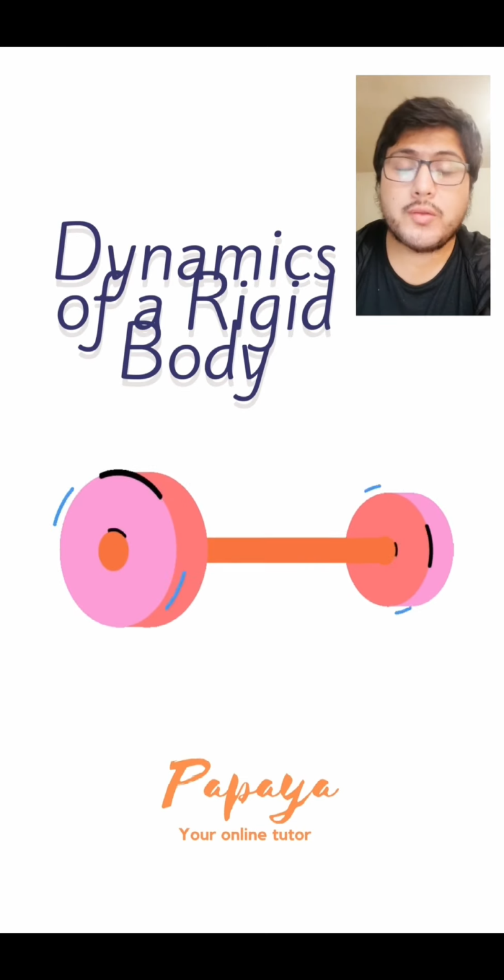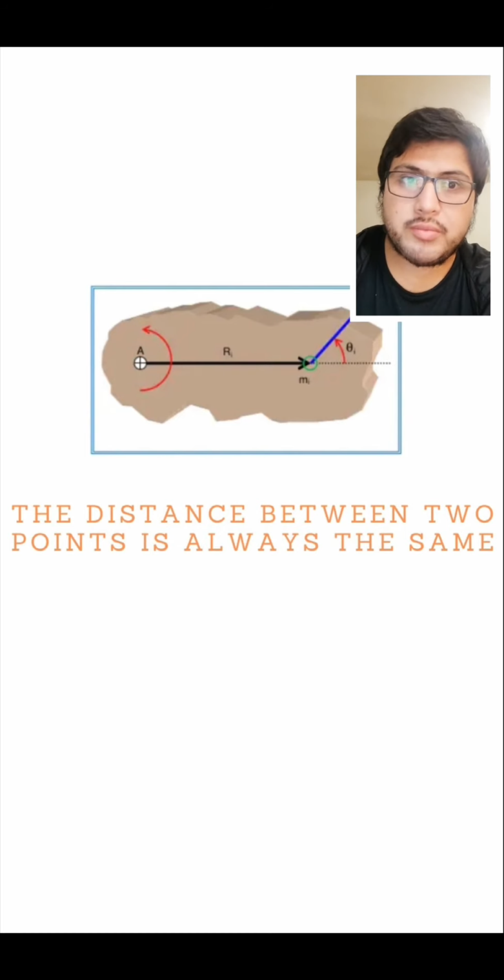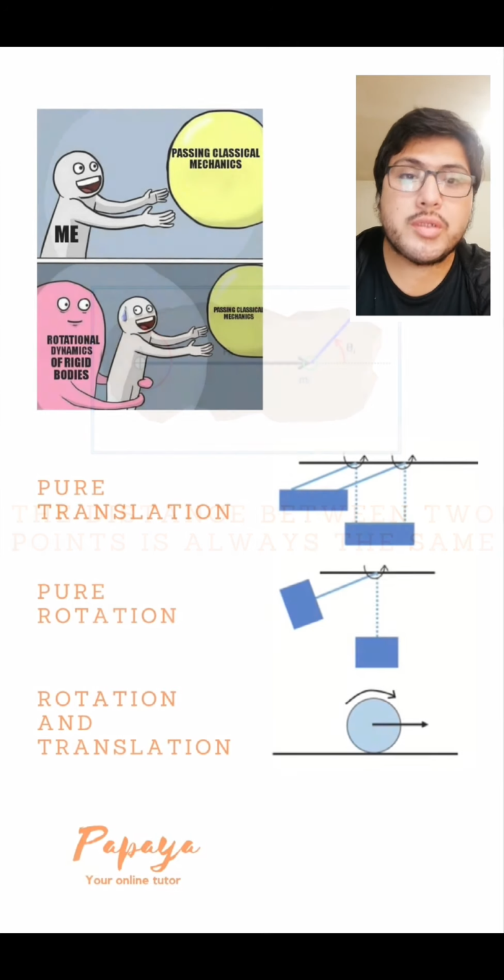Hello everyone, today we're going to talk about dynamics of a rigid body. So the first thing that we need to learn is what is a rigid body. An easy way to know what is a rigid body is that if we have 2 points of that rigid body and the distance between these 2 points never changes, then that's a rigid body. Easy, right? Then we need to know what motions this rigid body could have. We have 3 types of motions: pure rotation, pure translation, and rotation and translation.